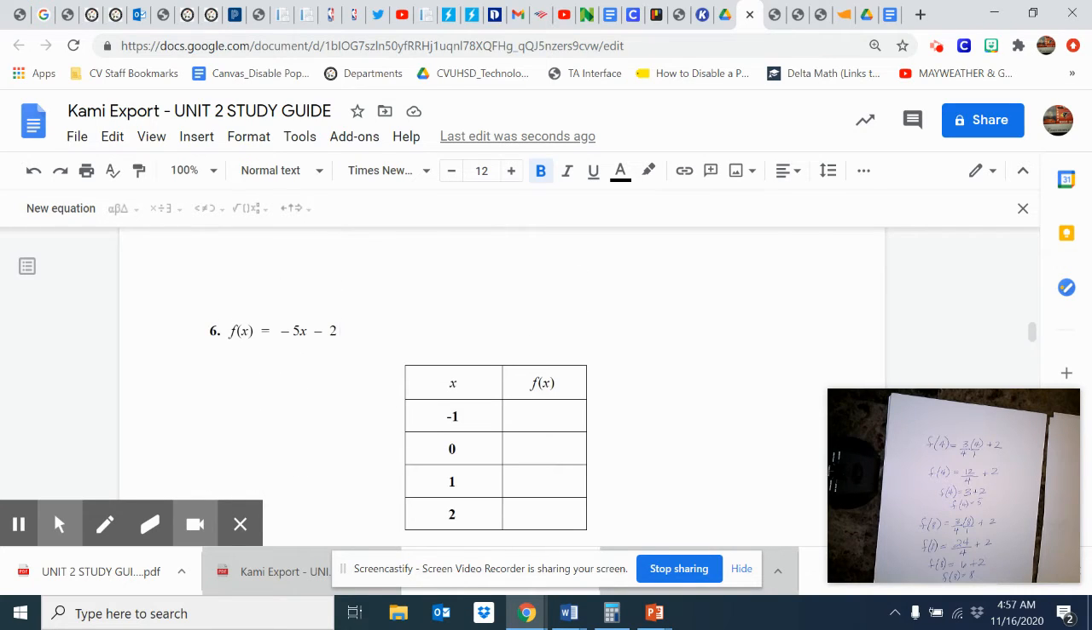And then the same thing for here. You have to plug in everything for f of x. This is just basic testing your arithmetic out. This should be very easy to do. Like a lot of stuff you did for your homework, it was a little bit harder. So f of negative 1 equals negative 5 times negative 1 minus 2. So remember, a negative times a negative is a positive. 5 minus 2 is 3. So we'll put 3 here.